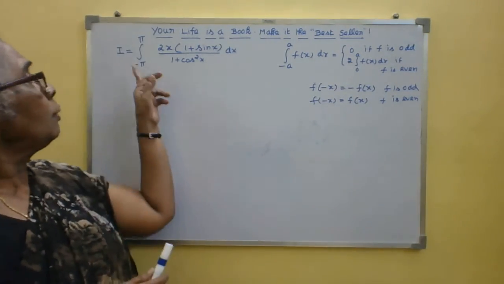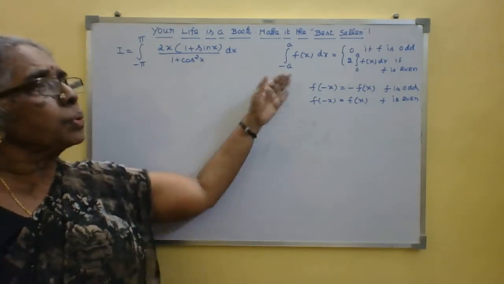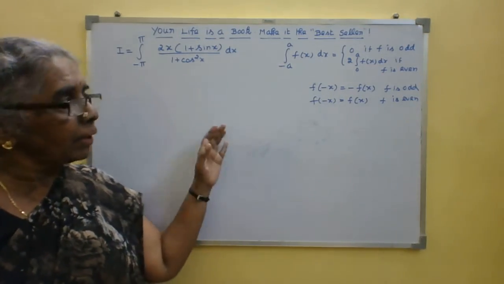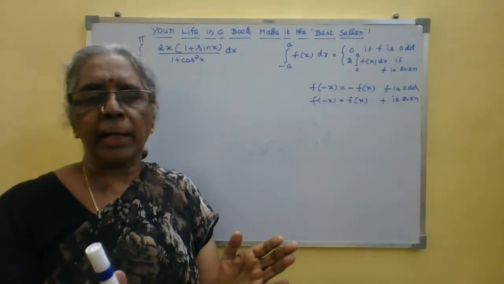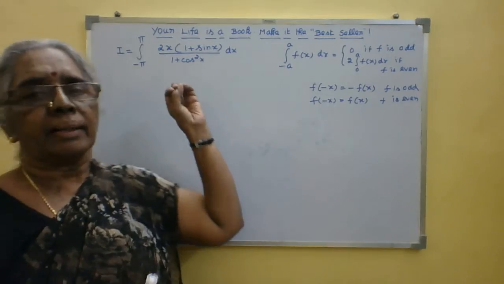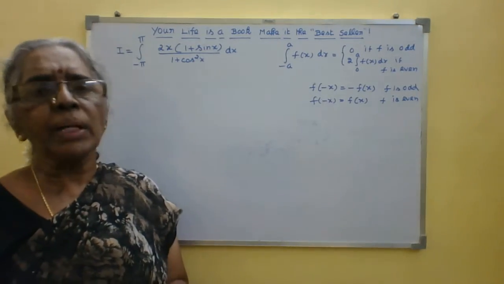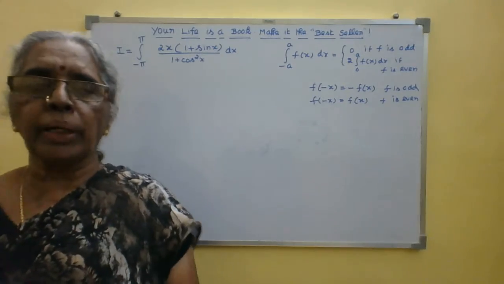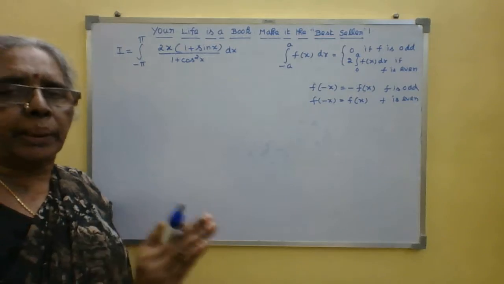Here you have the limits minus pi to pi, but if you straight away use this property here, we will not get either this or this. That is, we won't be able to tell whether the given integrand is an odd function or an even function. That's not possible. So what we are going to do is first split it into two integrals and then apply this property to each part.